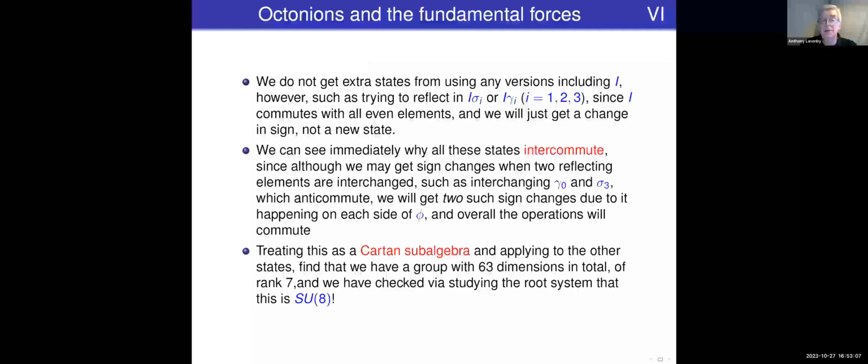We don't get extra states from using any versions including I, such as trying to reflect in I sigma I or I gamma I. Since I commutes with all even elements, you'll just get a change of sign, not a new state. So that's why you don't see the ones with I. And you can immediately see why all these states intercommute and give you what will be a Cartan subalgebra.